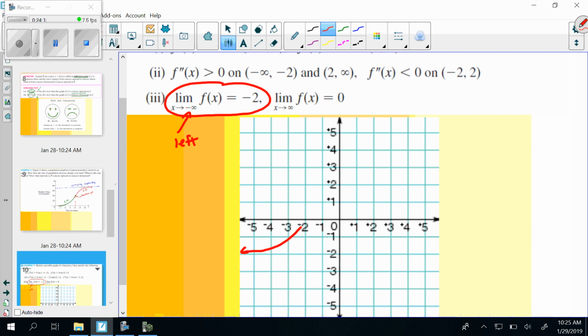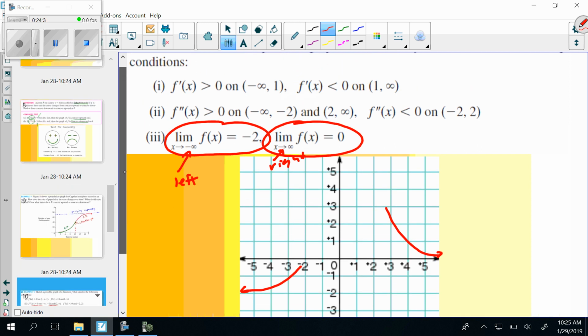These ones are good to do in pencil because you're probably going to have to do some erasing or changing. Also, we know as it goes to infinity to the right, we're going to be approaching 0. Again, I don't know if it's going to be coming from the top or bottom here, but let's sketch it in for now. We can always change it if we need to. All right. Now let's go to the next stuff we know about this.